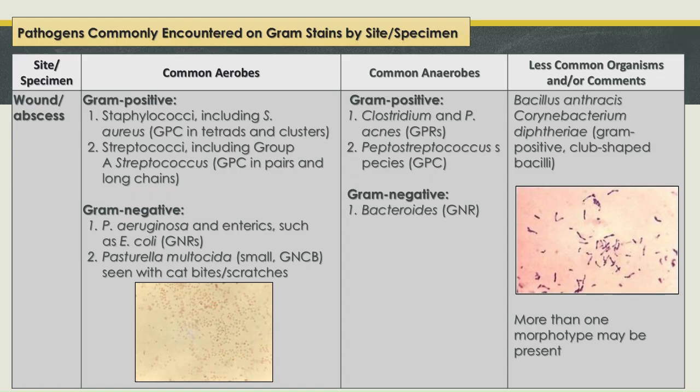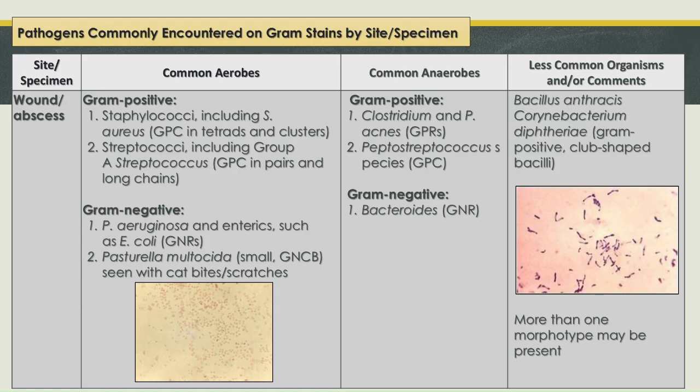Site/specimen: wound/abscess. Common aerobes. Gram-positive: 1. Staphylococci, including S. aureus, GPC in tetrads and clusters. 2. Streptococci, including group A Streptococcus, GPC in pairs and long chains.